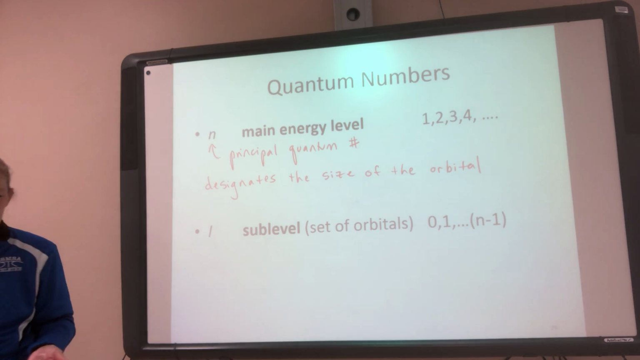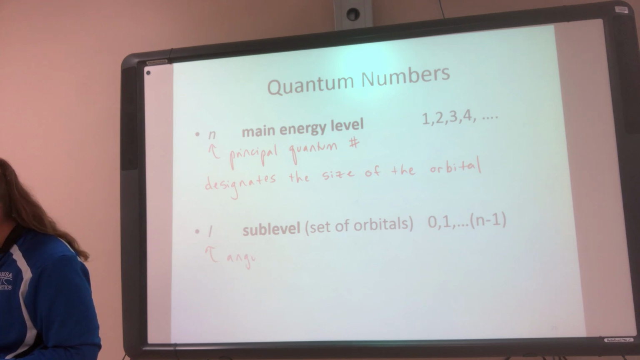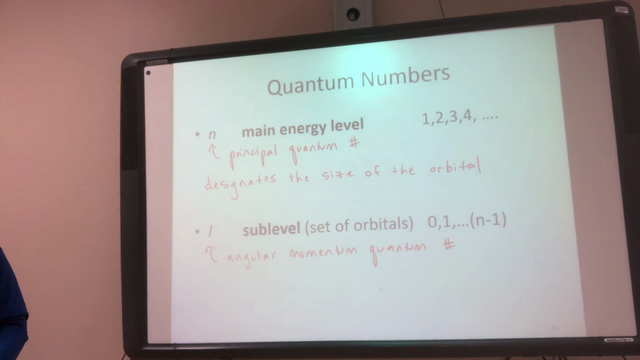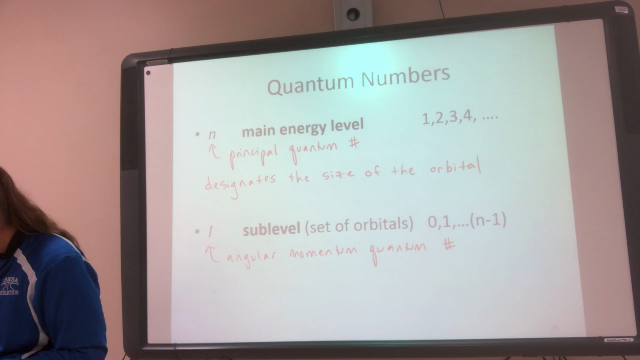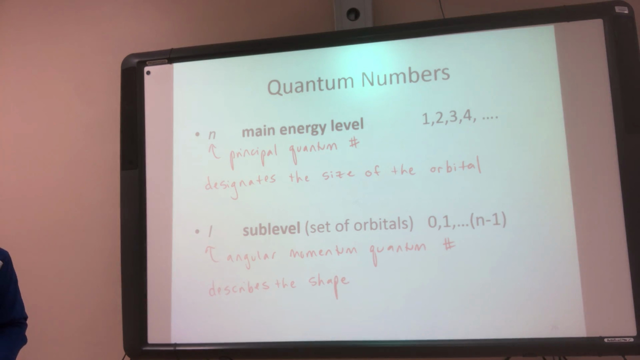Next is going to be the L. The L is called my angular momentum quantum number, and this describes the shape of the orbital. I'm going to go through and talk about all the different shapes in a couple of lectures. So this is my angular momentum quantum number.